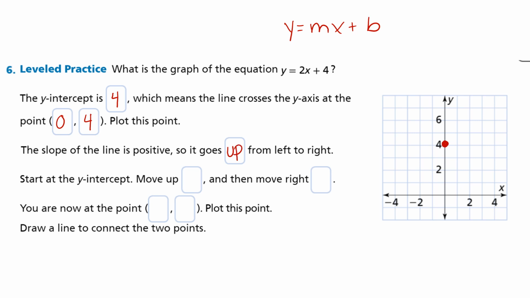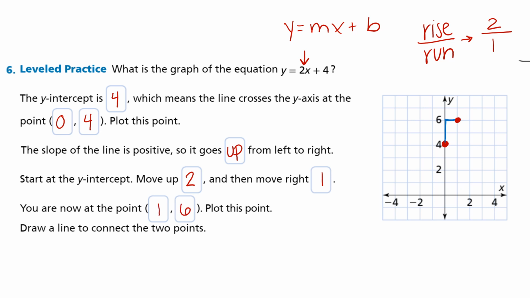Our slope is the m value, the 2x. So we start at the y-intercept, and we're going to move up 2, and then we're going to move right 1, because our fraction, rise over run, we can write it as 2. Since we don't have a denominator, we use 1 as our denominator. Up 2 and over 1 to make our new point. And so we're now at the point (1, 6).